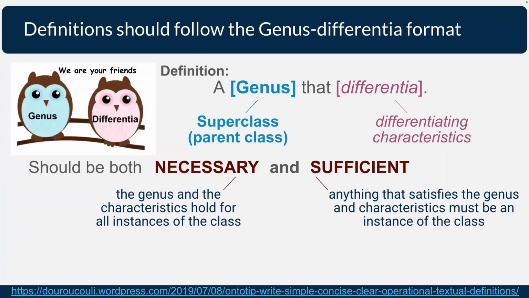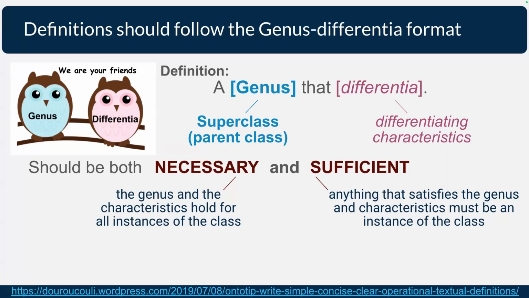So one thing to remember, we're still working in ontology, and in general, it's true for everything else. The definition should be both necessary and sufficient. Necessary means that the definition should hold for all the instances of the class. Sufficient means that anything that satisfies the definition must be part of the class.